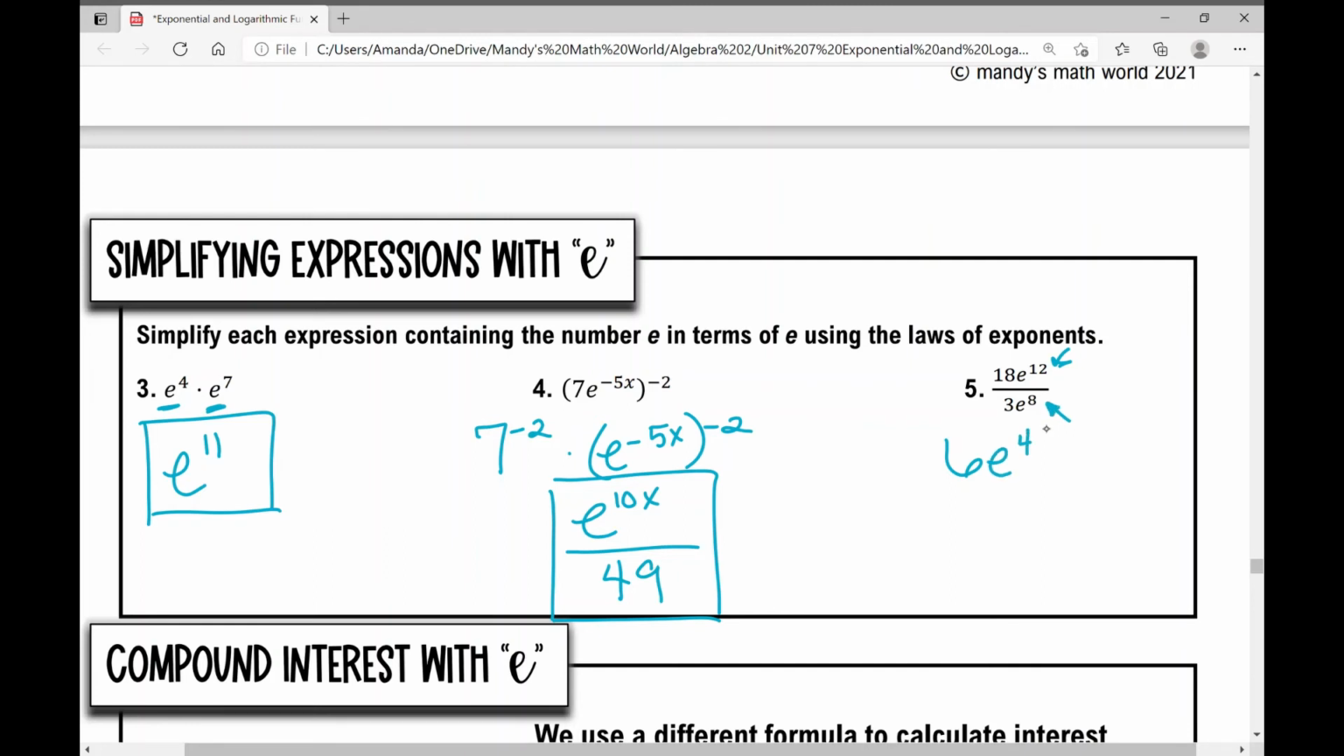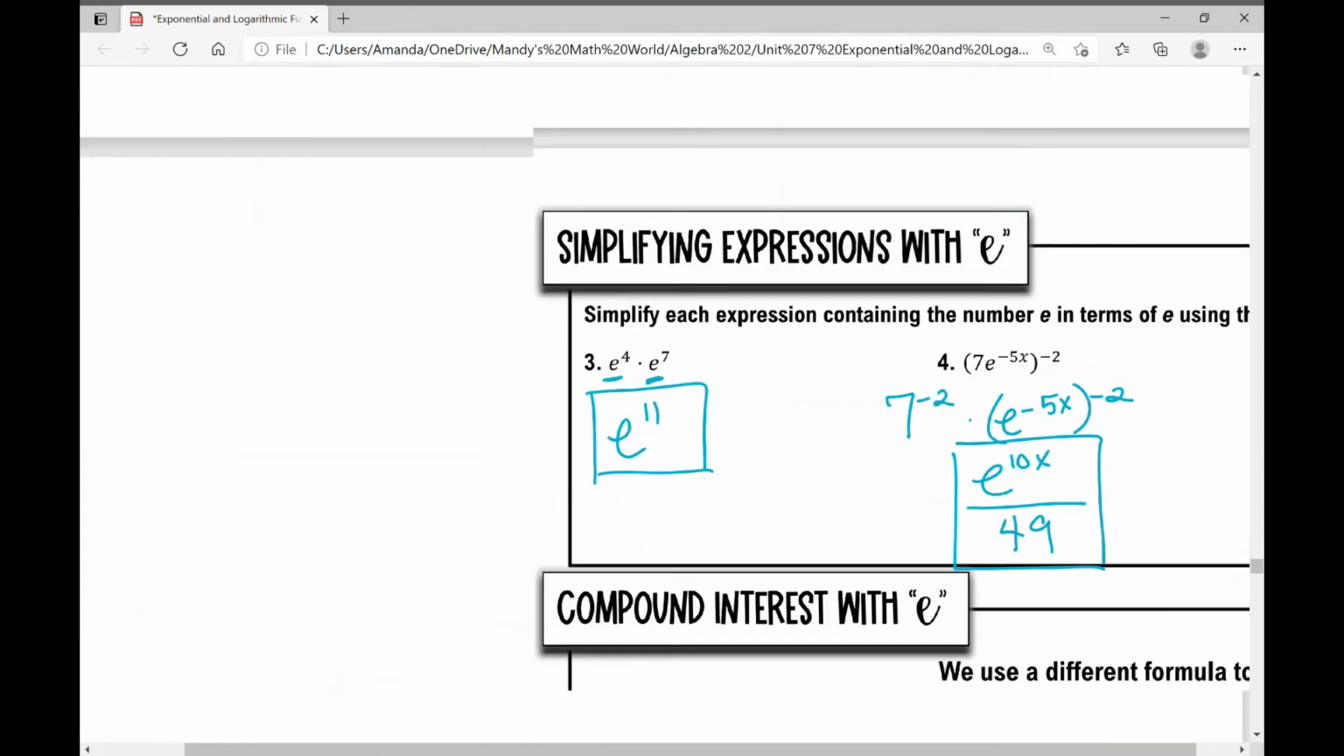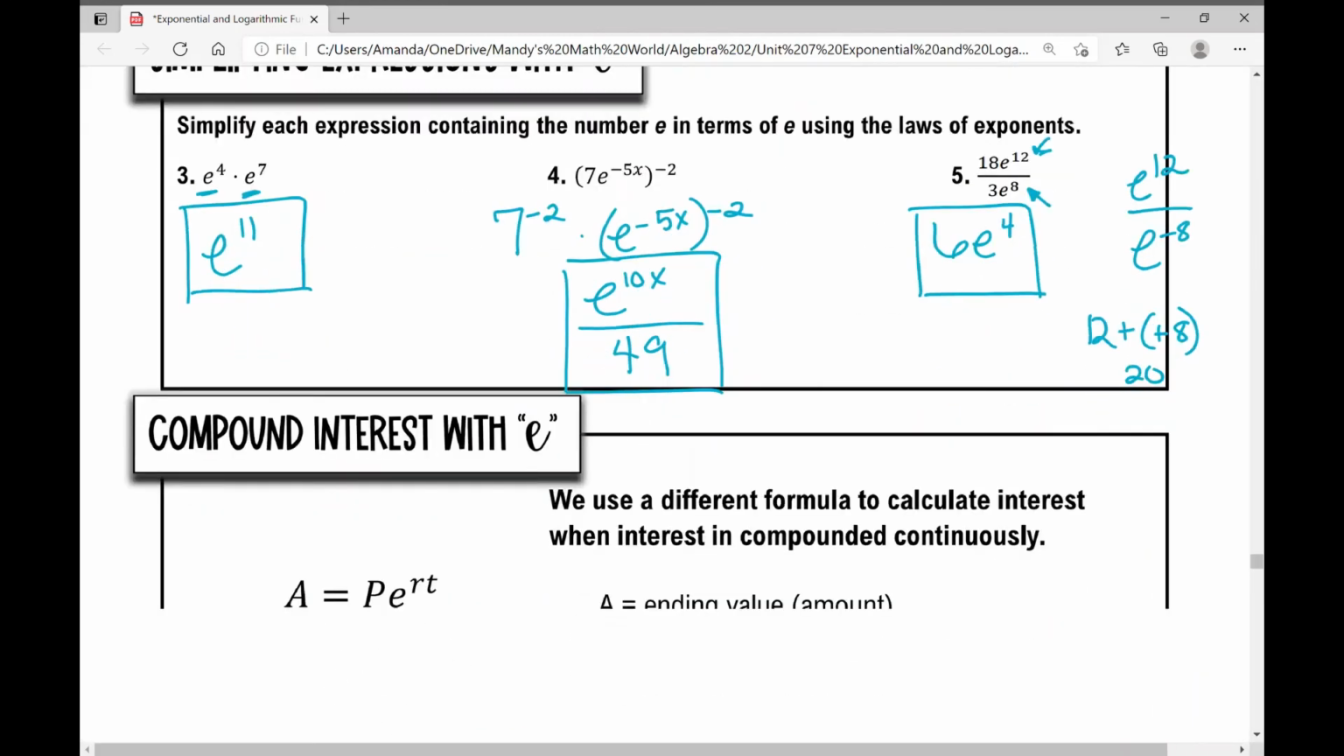What I want you to be very, very careful of is if, for example, this was e to the power of 12 over e to the power of negative 8, that would be 12 minus negative 8, which is really 12 plus 8, which would be 20. So just be very careful if you have any negative exponents anywhere in your problem. You're going to have to recall those integer rules.